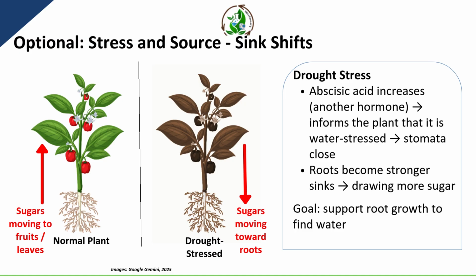But when a plant experiences drought stress, things change. The hormone abscisic acid, or ABA, increases. This signals that the plant is low on water. ABA causes stomata to close, reducing water loss. The plant redirects sugars to the roots, making them stronger sinks, so the roots can grow deeper and search for water. So essentially, the plant shifts its priorities to survival, supporting root growth rather than fruit or leaf growth.